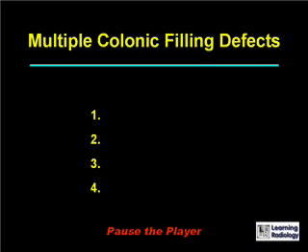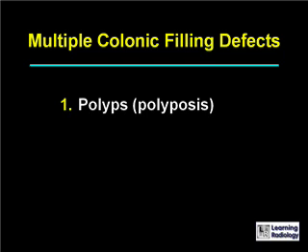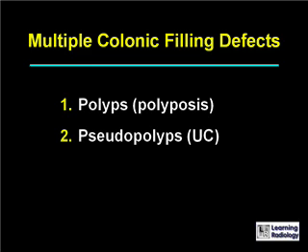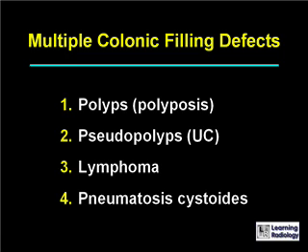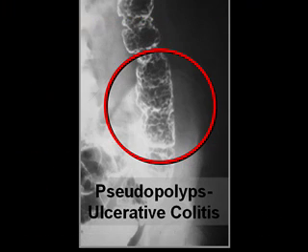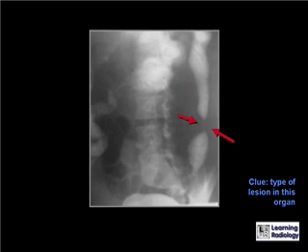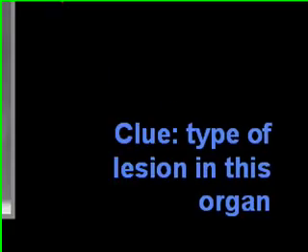The differential is for multiple colonic filling defects. There are 4 causes listed. 4 of the causes of multiple colonic filling defects include multiple polyps, such as in polyposis syndrome, pseudopolyps in ulcerative colitis, lymphoma, or pneumatosis cystoides. This is your next differential diagnosis.